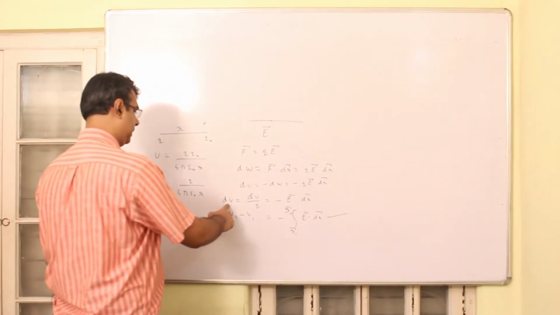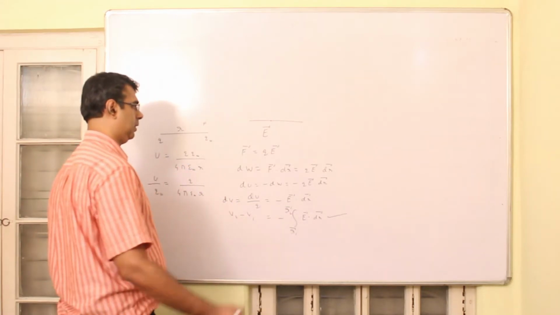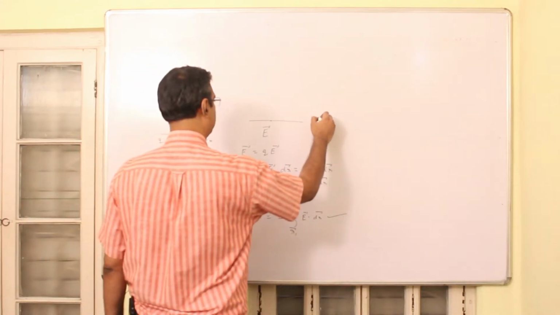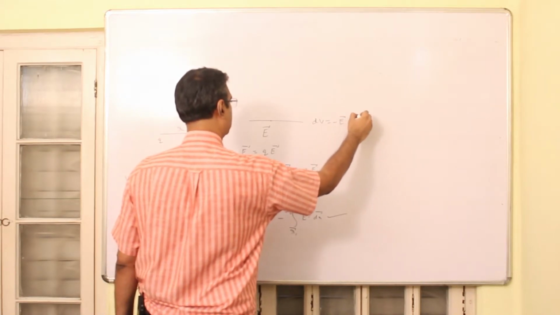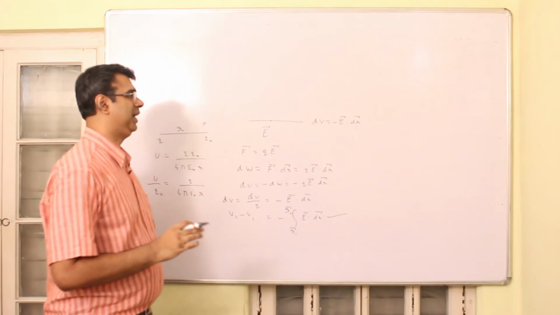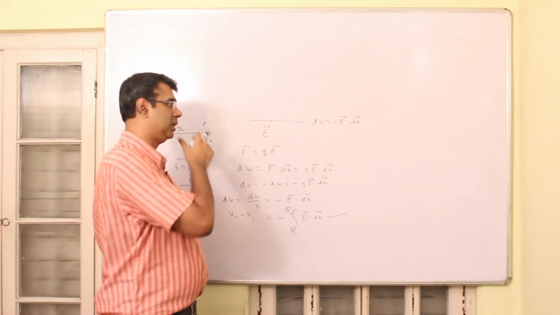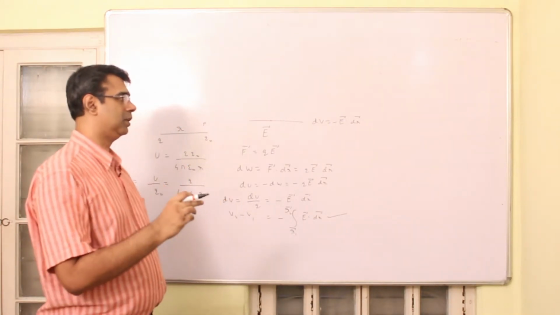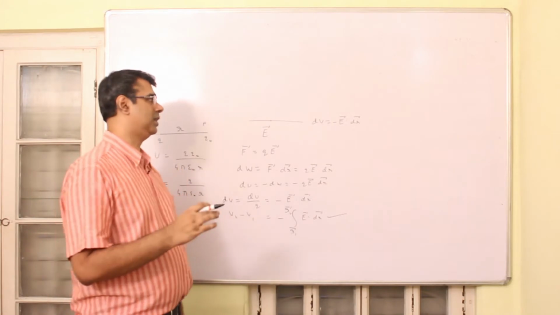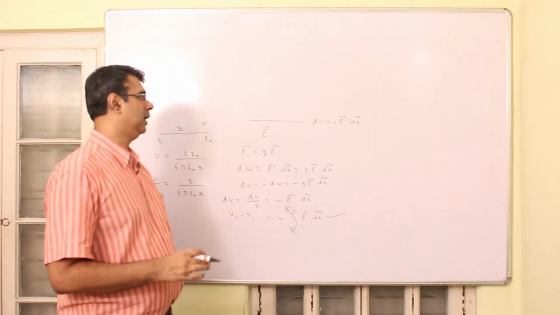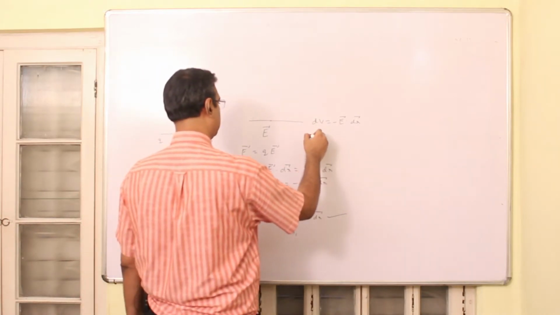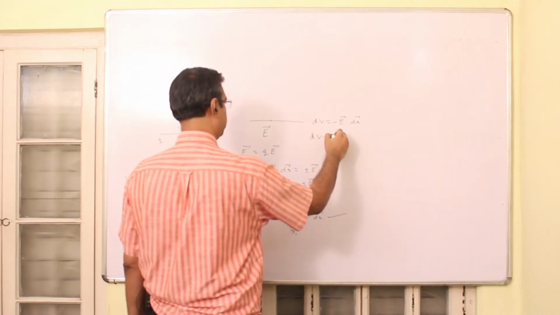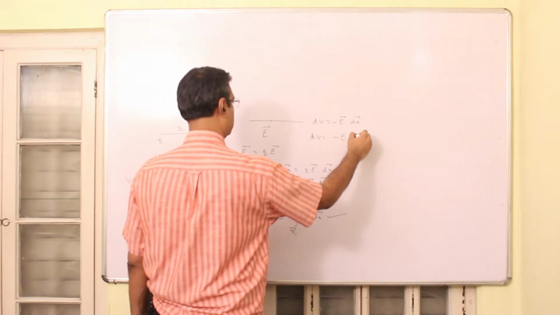The formula dV equal to minus E dot dr is used when we are only concerned with the change in potential. We are not interested in the absolute value of the potential at any point. We just need to know the change in potential. Then we use this formula. In fact, this formula has a very interesting corollary.